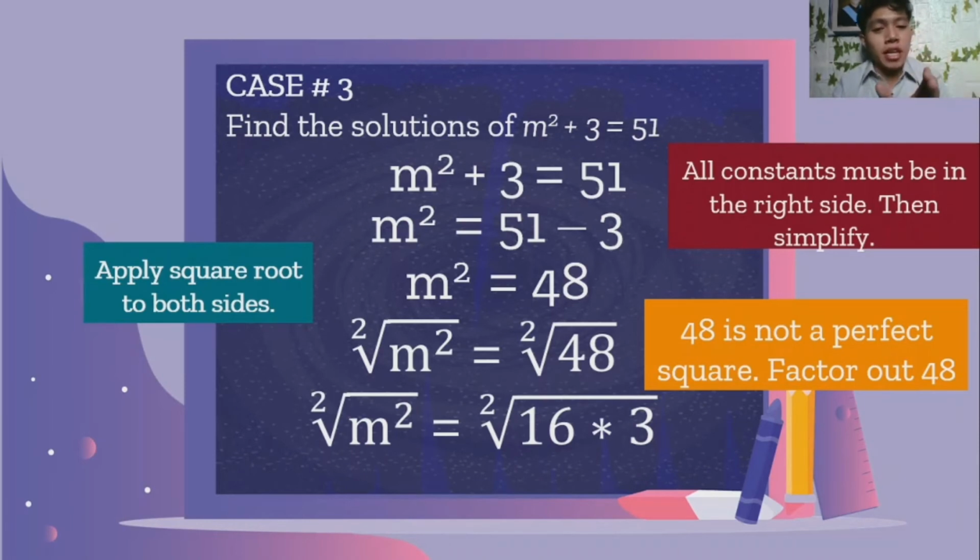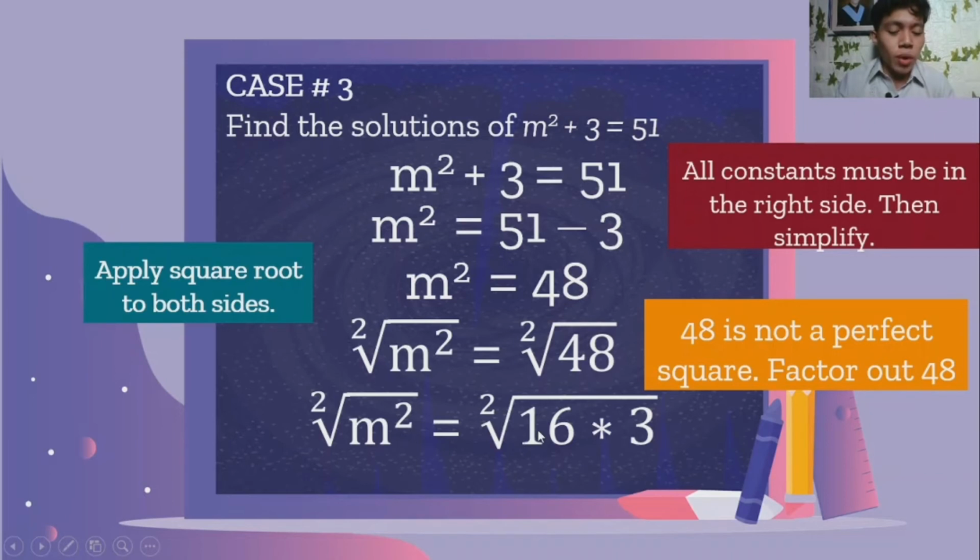So, yung 16 ay perfect square. Okay? Now, so, square root of m squared is equal to the square root of 16 times 3, no? Yung 48 naging 16 times 3. So, pwede na nating square root yung 16? Pwede na. Okay? Now, apply mo muna natin yung square root dito sa left side. Square root of m squared, m na lang yan.